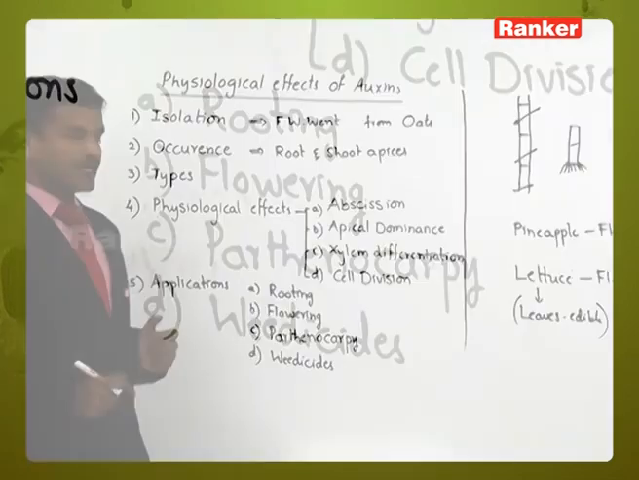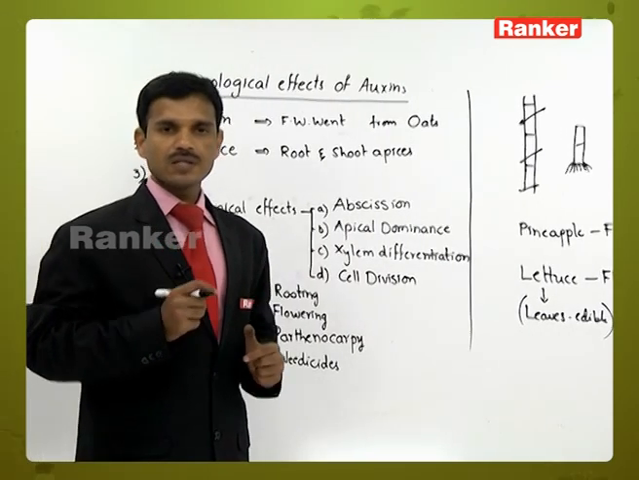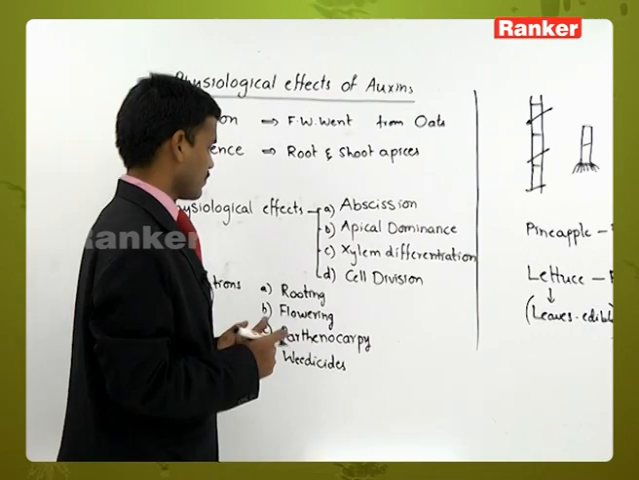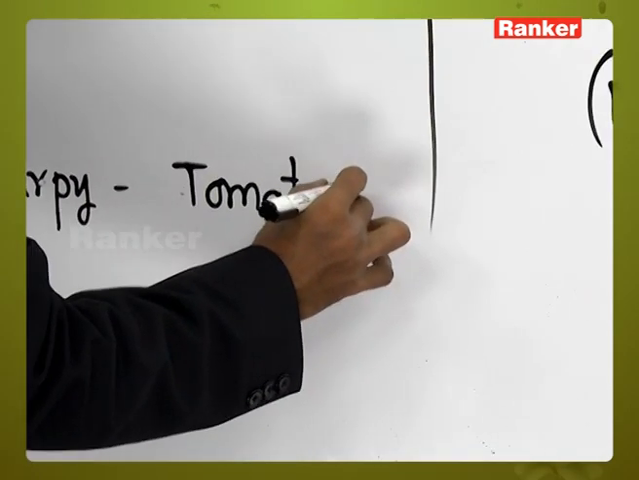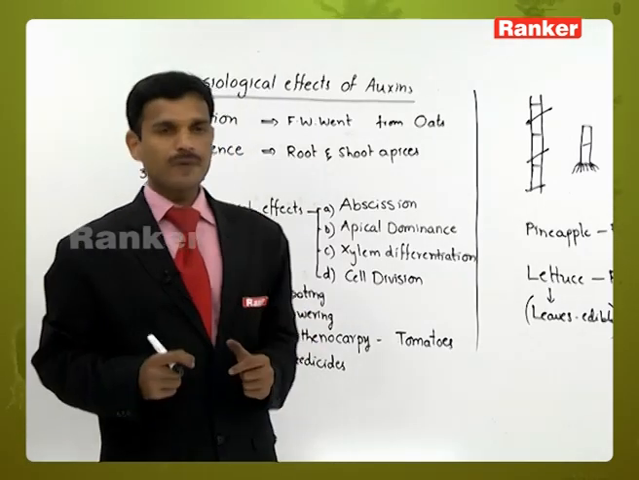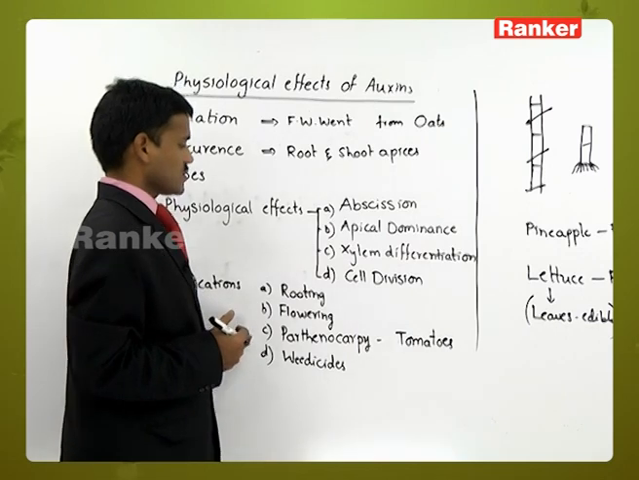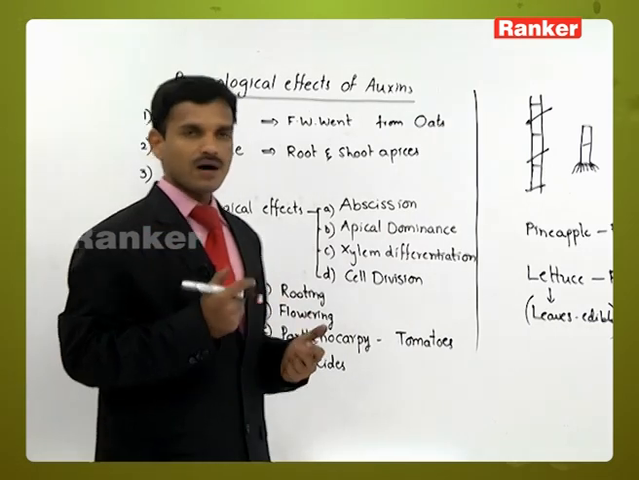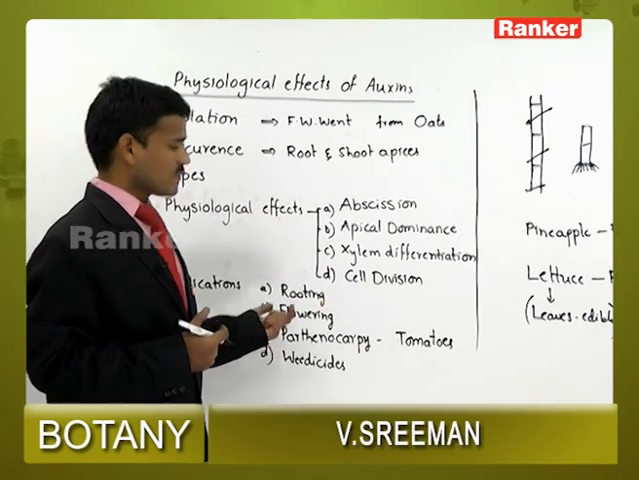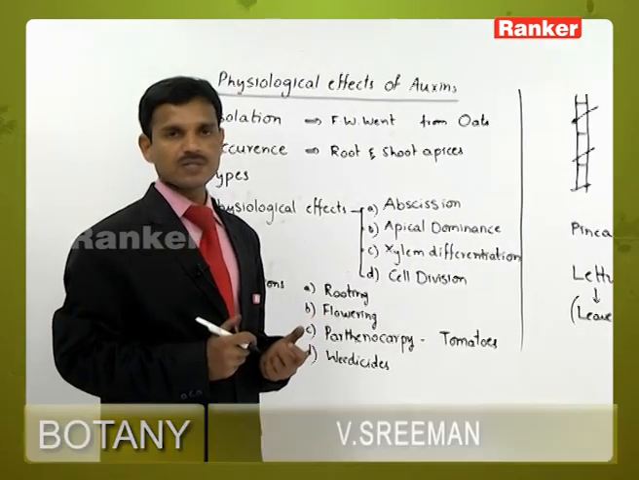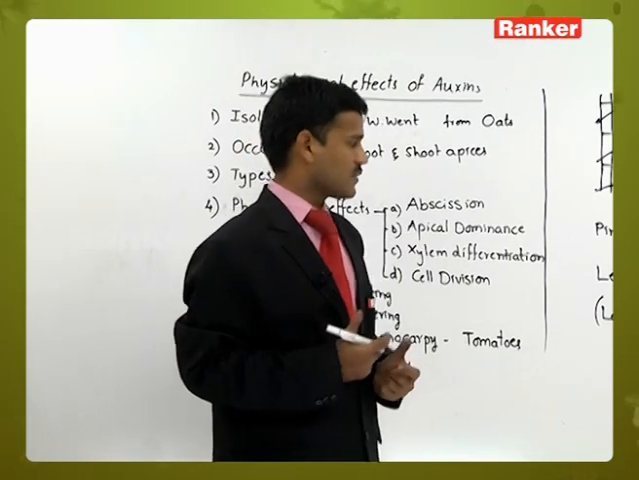Next, parthenocarpy. Parthenocarpy means without fertilization, the ovary develops into fruit. In tomatoes, parthenocarpic fruits are formed when the flowers are sprayed with auxins. If auxins are sprayed on the flowers or the crop, the ovaries develop into fruits without fertilization. Without fertilization, if the ovary develops into fruit, no seeds are present. So seedless fruits are formed, which is commercially beneficial.